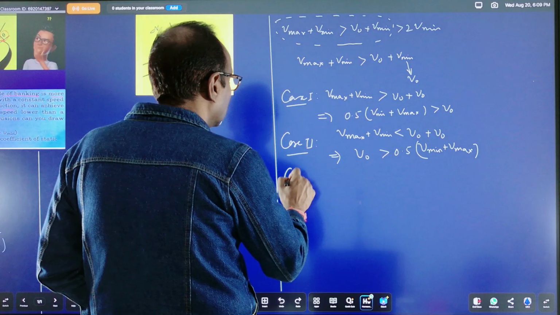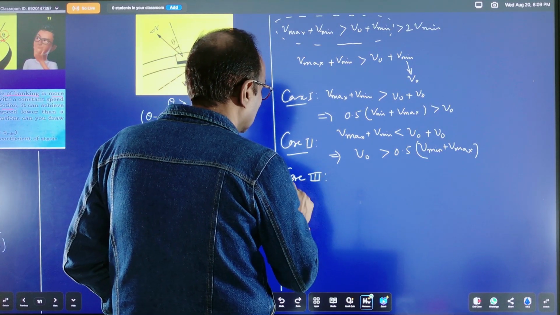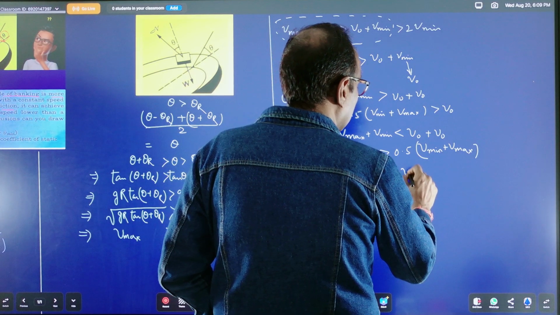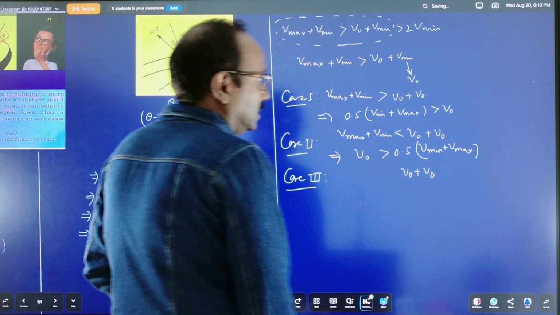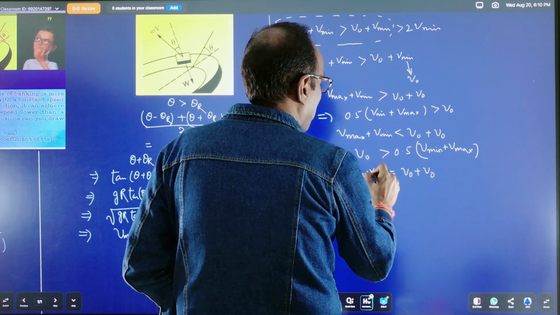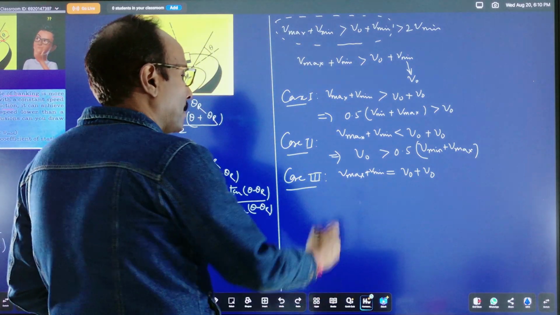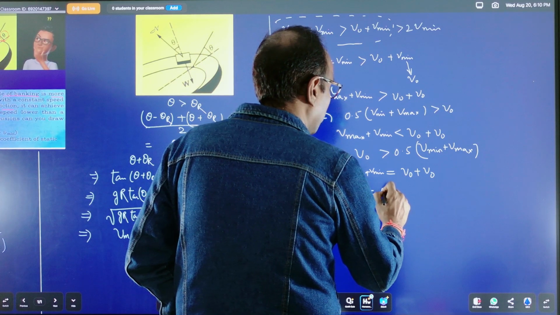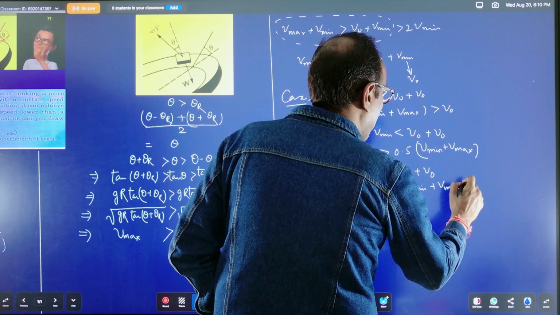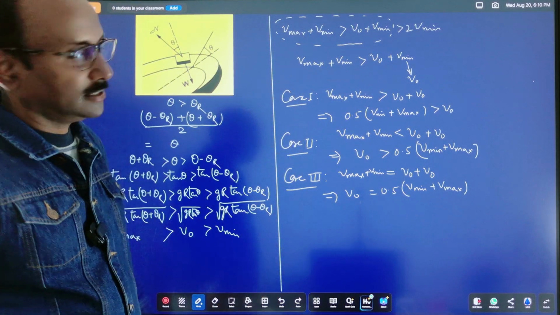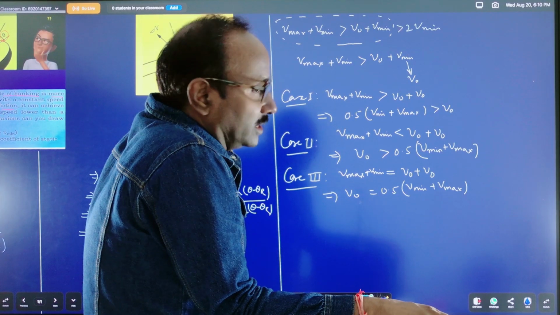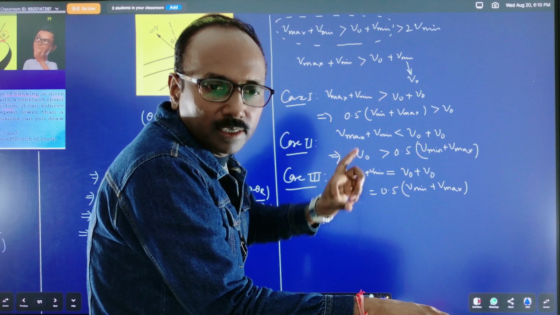The third case can be when we replace V minimum by V naught, it may be equal to it, so V naught will be 0.5 times V min plus V max. So all these cases are related to the values of V minimum, V maximum and V naught and the differences between them, how much difference they have.